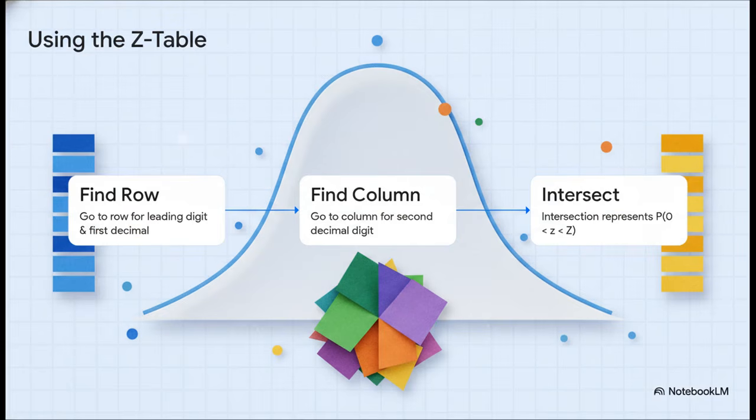All right, so once you have your z-score, finding the actual probability is a total breeze using a z-table. It's just a simple three-step process. First, go to the row that represents the leading digit and the first digit after the decimal point of your z-value. Second, jump over to the column that represents the second digit after the decimal point. Finally, intersect the row and column, bam! That intersection number is your exact probability. You've successfully translated raw continuous data into a solid, usable probability.